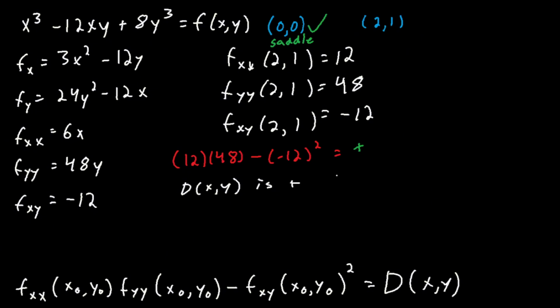So therefore, D is positive, let's change the color for that. D is positive, and fxx is positive. So we have a, let's use blue. So we have a local min at (2, 1).